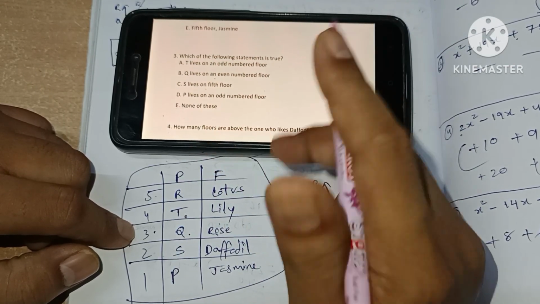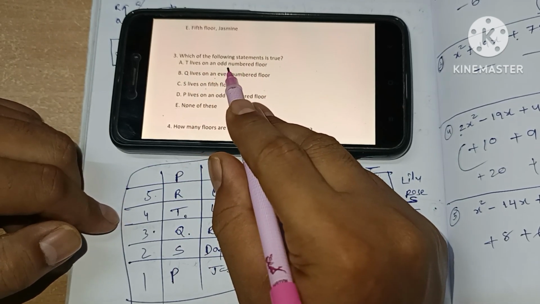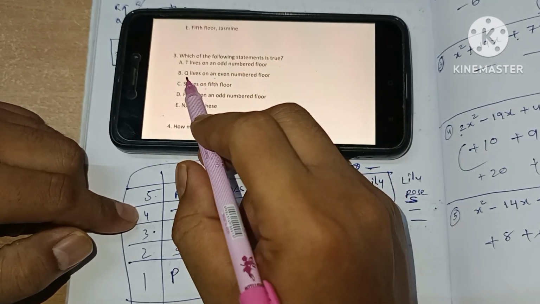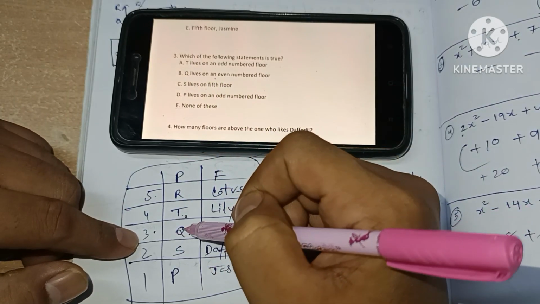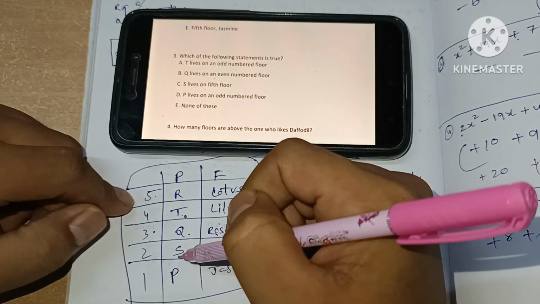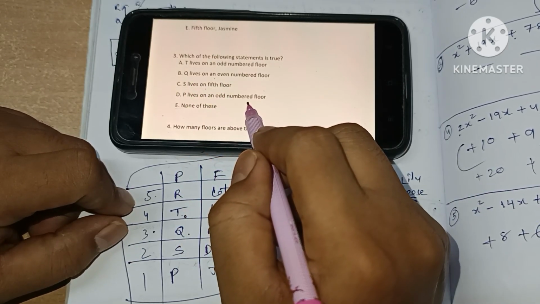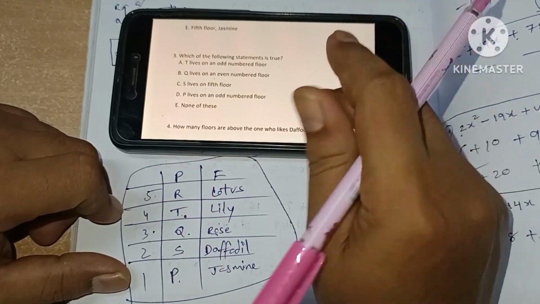Next, third question. Which of the following statements is true? A: T lives on an odd number floor. T lives on an even number here. No. B: Q lives on an even number floor. Q lives on an odd number. So this is also false. S lives on the fifth floor. No. P lives on an odd number floor. Yes. So option D is our answer.